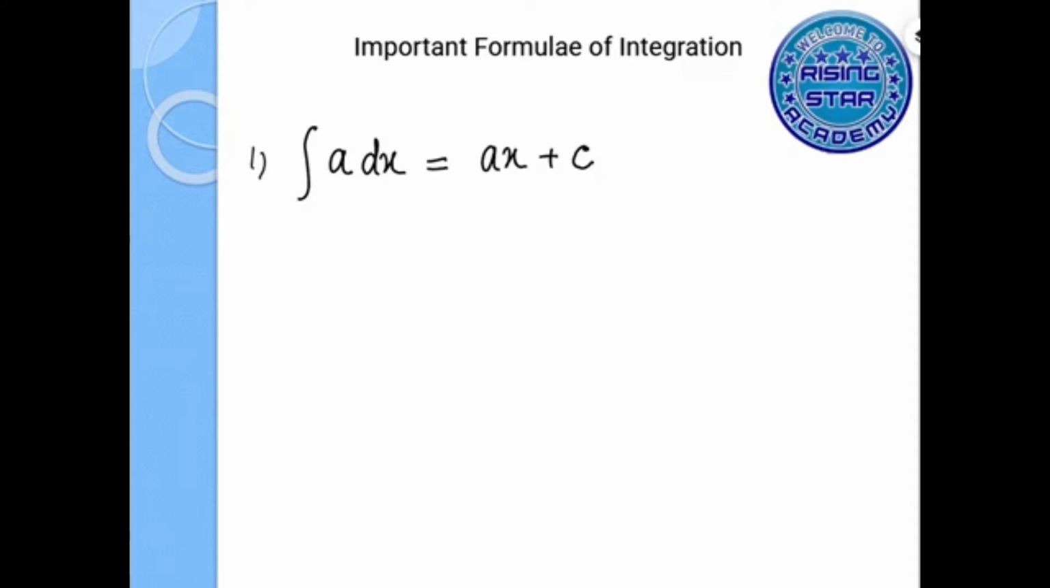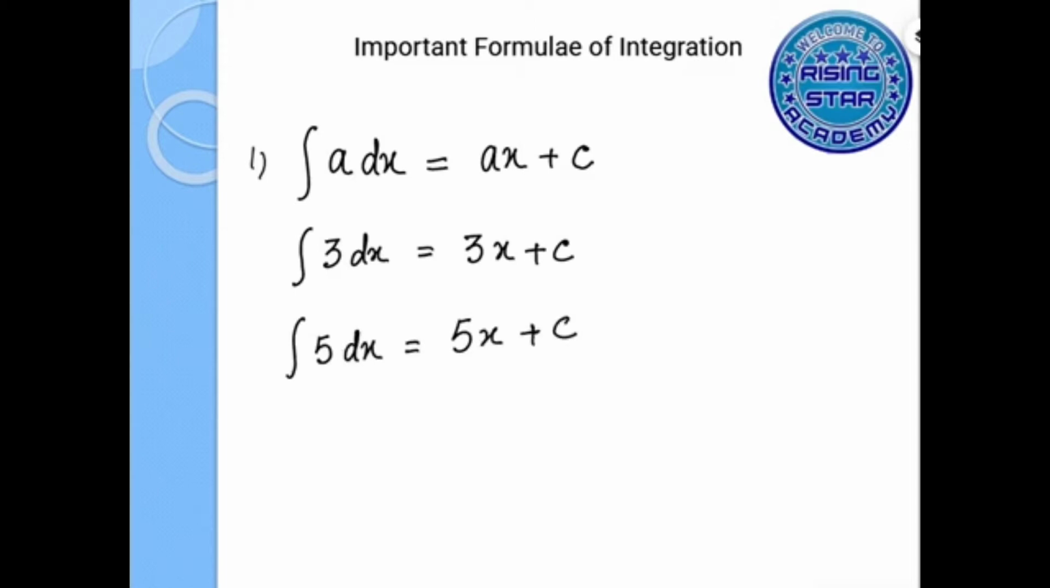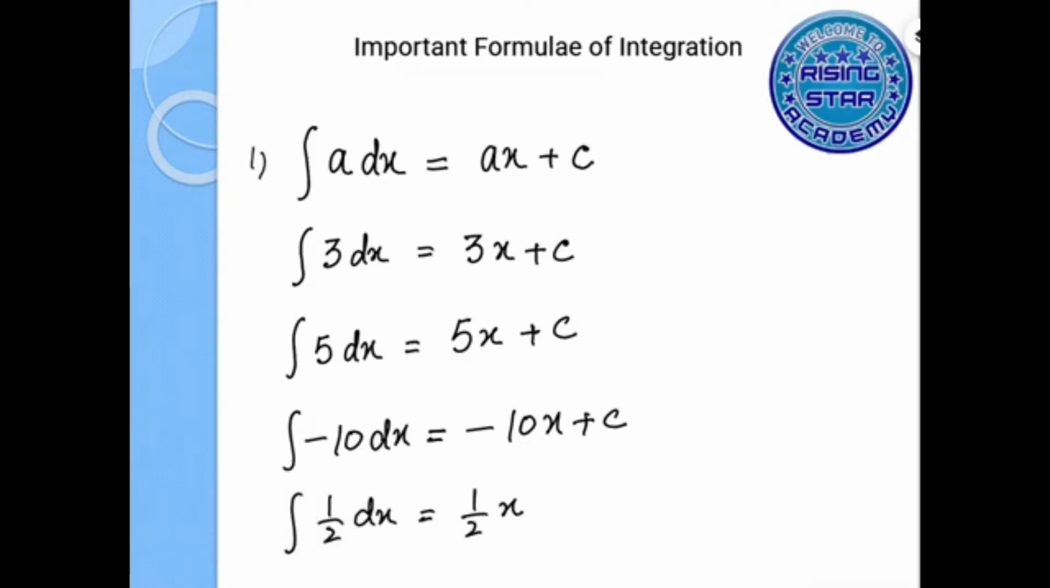So let's see some examples for this. The integral of 3 dx, the answer would be 3x plus c. Similarly, we have 5 dx. The answer would be 5x plus c. We have minus 10 dx. The answer is minus 10x plus c. We have 1 over 2 dx. The answer is 1 over 2 times x plus c. So this is the application of the first rule.